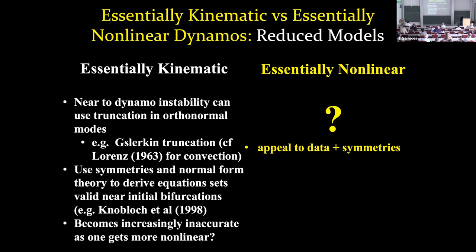But it's not clear to me what you would do for these essentially nonlinear dynamos. What do you do? Because you're not really very close to anything. You can still use the symmetries, though. I think we can still use the symmetries, and we should appeal to data to try and get our low order models.